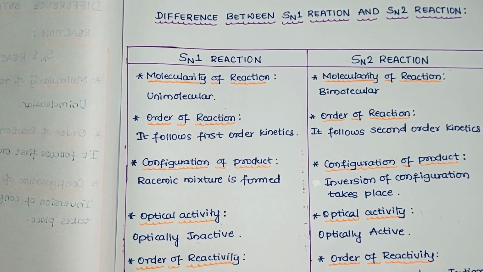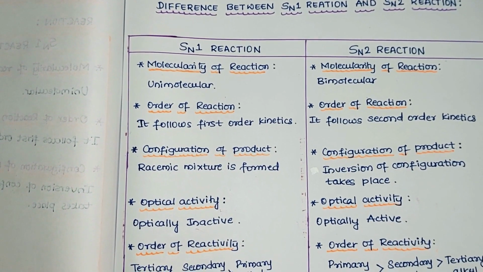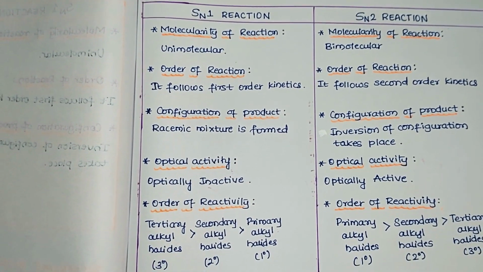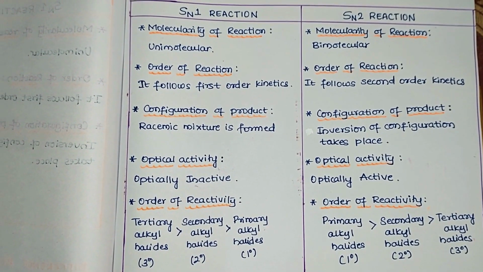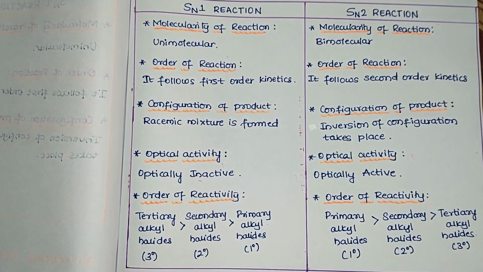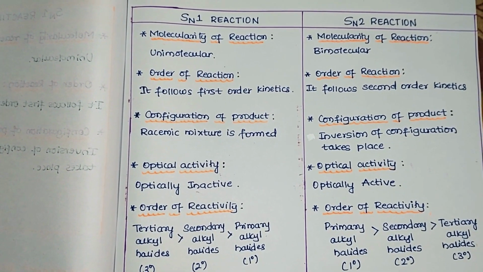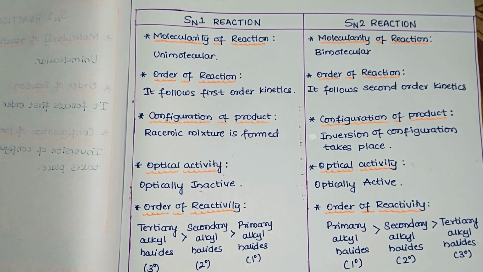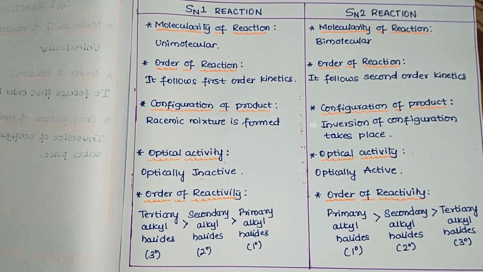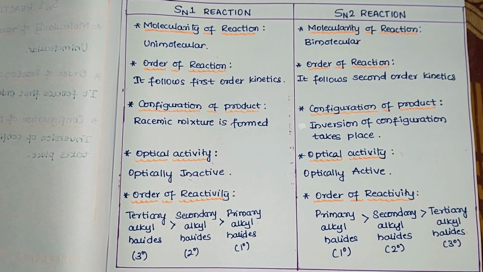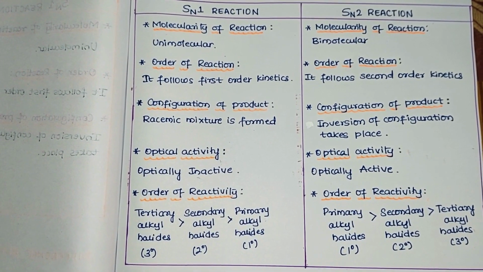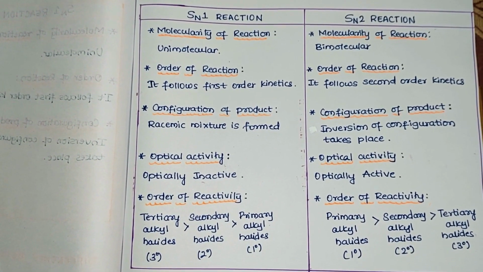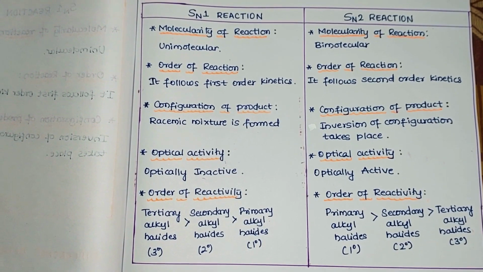So note down the difference between SN1 and SN2 reactions. In SN1 the molecularity is unimolecular; in SN2 it is bimolecular. SN1 follows first order kinetics, whereas SN2 follows second order kinetics. In SN1 the product obtained is a racemic mixture, whereas in SN2 inversion of configuration takes place. Regarding optical activity, the product is optically inactive in SN1, whereas in SN2 it is optically active. We will discuss this in my next video.